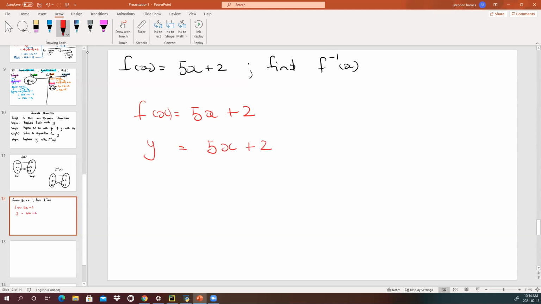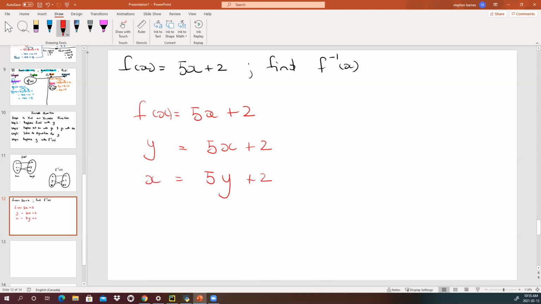That's step 1. Step 2 says replace all the x's with y's and all the y's with x's. So where I have y, I'm going to put x, and where I have x, I'm going to put y. That's step 2. Everybody following? Yes, ma'am.